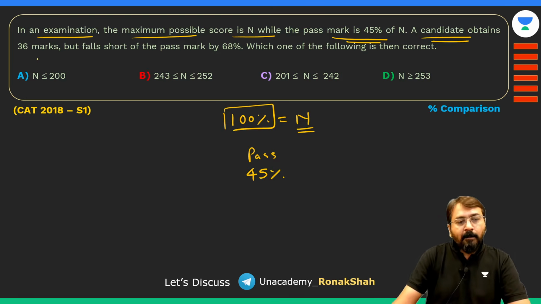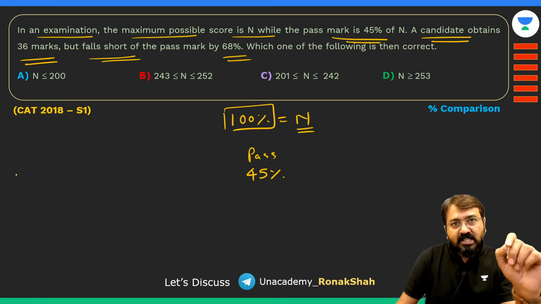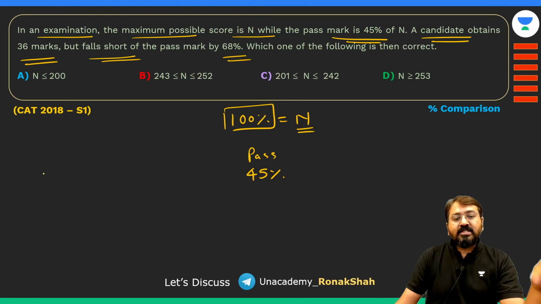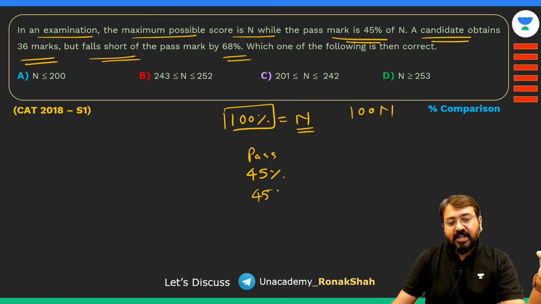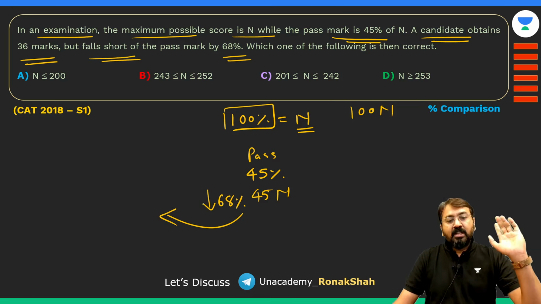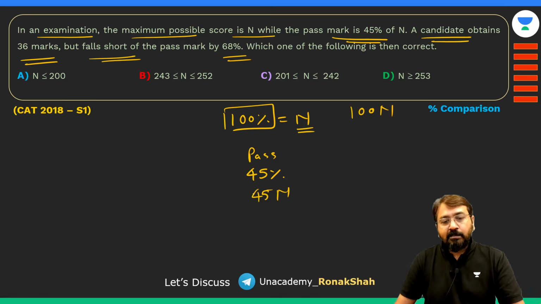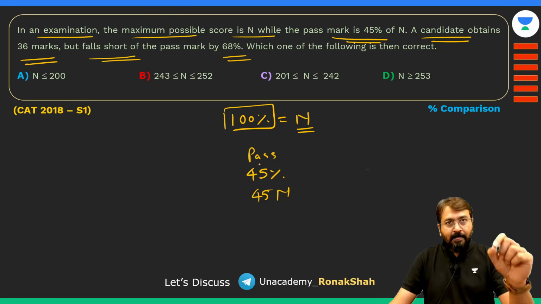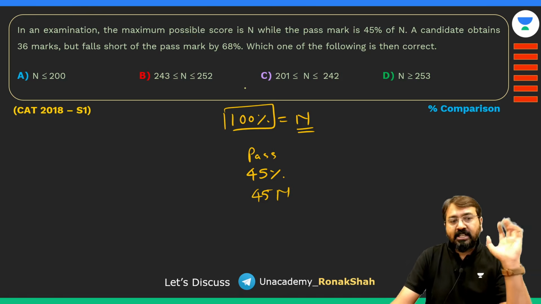A candidate obtained 36 marks but fell short of pass marks by 68%. Now a common mistake that most candidates commit over here is they assume the value as 100n, then write down pass marks as 45n, then try to reduce it by 68% and get into complicated calculation. This is something that you should not be doing, especially in the first 10-15 minutes. Use some smarter approach. Let's see how we can do it without getting into any complicated calculation.